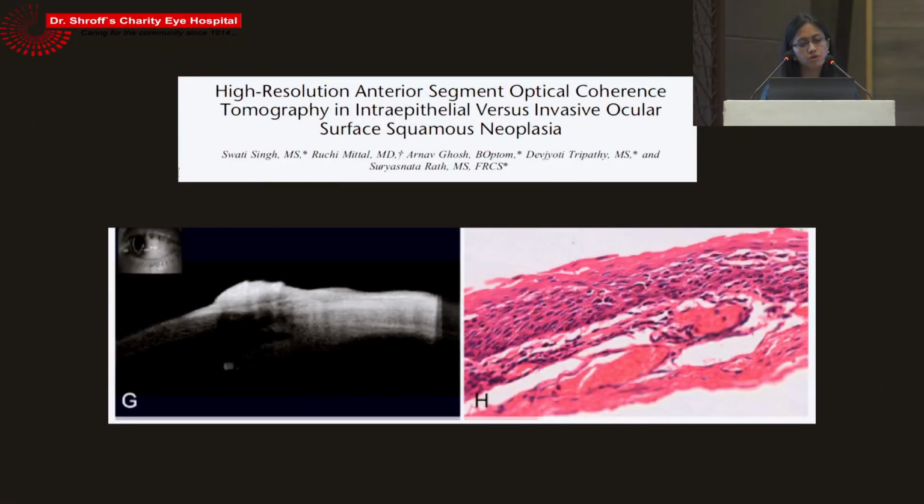So for corneal epithelial involvement by OSSN or any surface OSSN which is still in the epithelium, ASOCT is now the investigation modality of choice, which we do for every patient before starting the patient on conservative management.